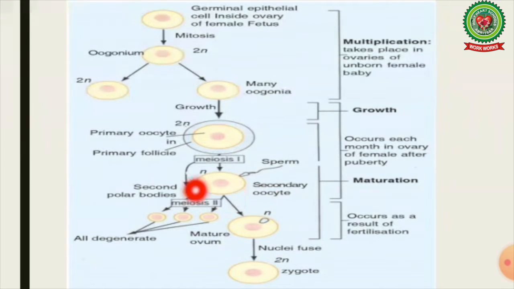Now as a result of all these divisions, the primary oocyte gives rise to one ovum and a total of three polar bodies. Now all these polar bodies degenerate and only the mature ovum is functional.